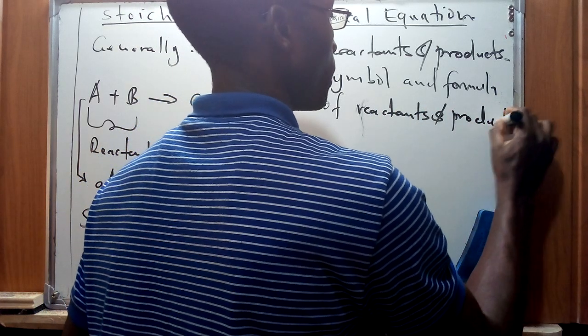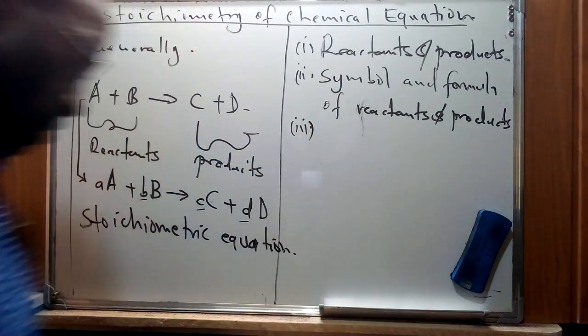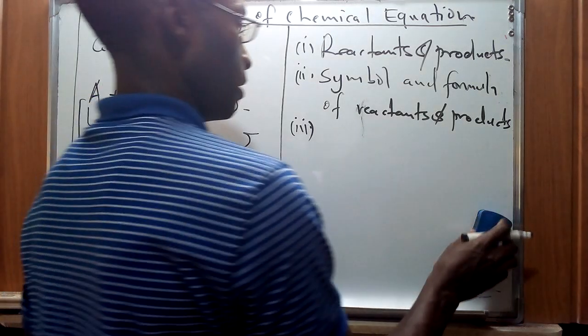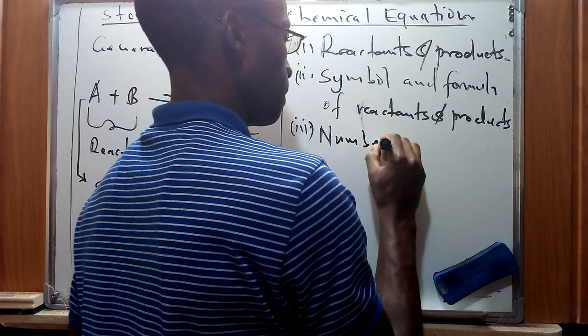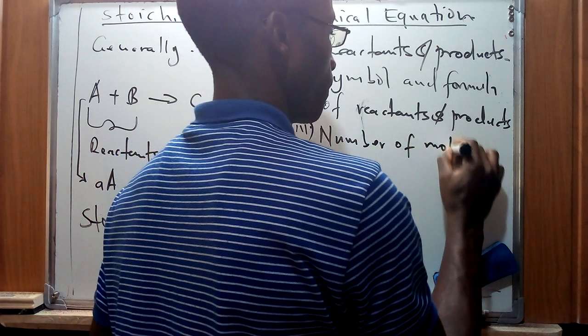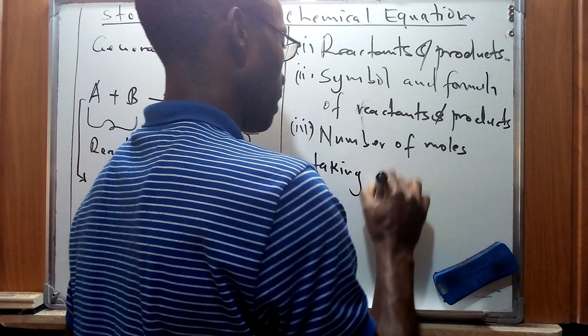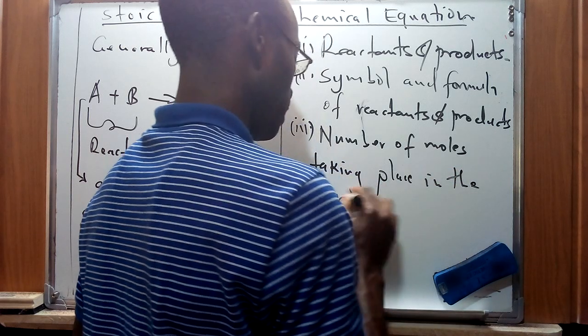So from this equation we are able to state which reactants are taking place and how, or represent the reactants and the products. And from the quantities that I've talked about, we are able to know the number of moles participating in the reaction.